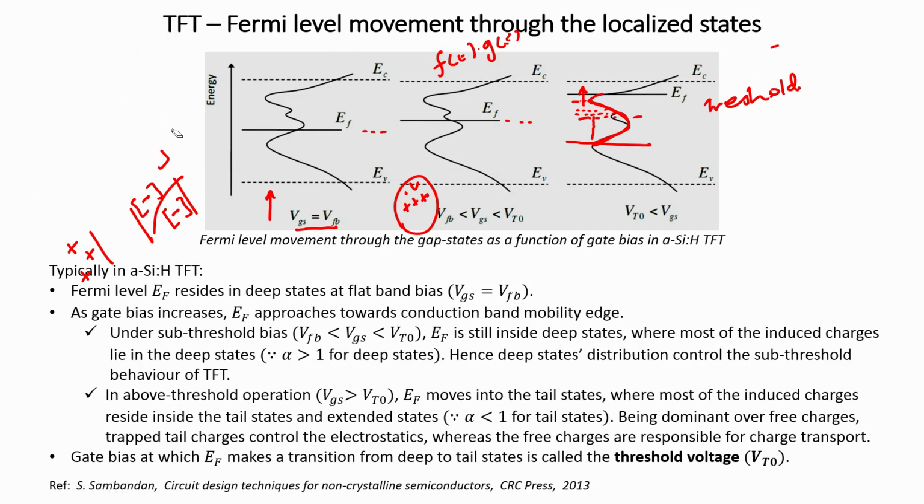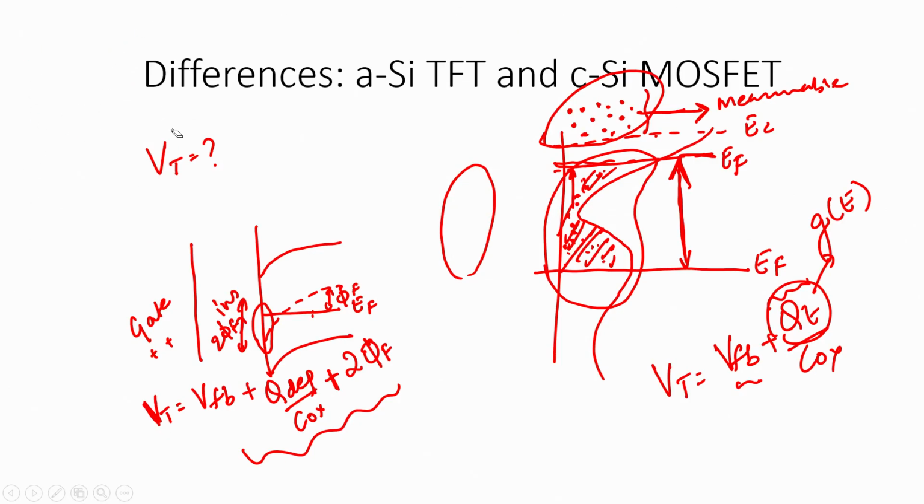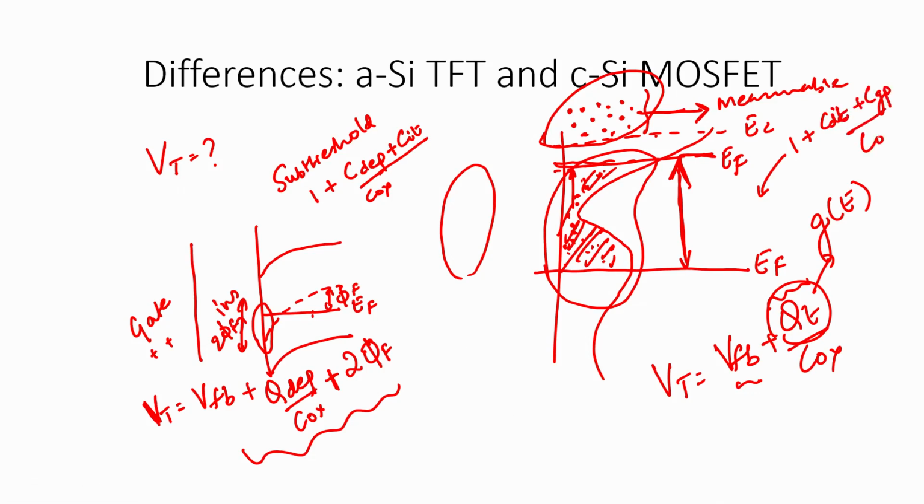Therefore, in the case of crystalline silicon, we found that the subthreshold slope depended on 1 plus C depletion by C ox, and because we had interfacial trap charge, you have C interfacial. But here one can define the subthreshold slope as 1 plus C interfacial plus C gap states by C ox.